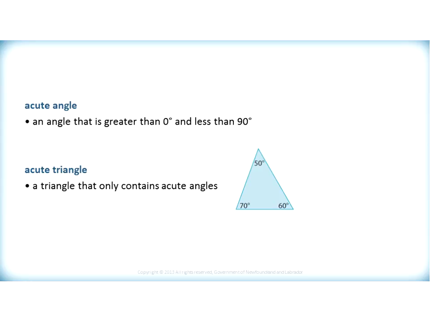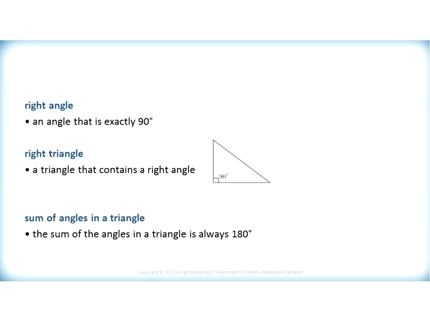Every triangle has two acute angles. It's the third one that's the important one. So every triangle has two of these. A right angle is an angle that is exactly 90 degrees, and a right triangle contains a right angle. The other two are going to be acute, and the third angle is going to be a right angle in a right triangle.